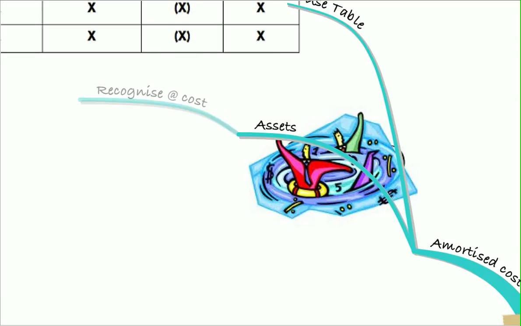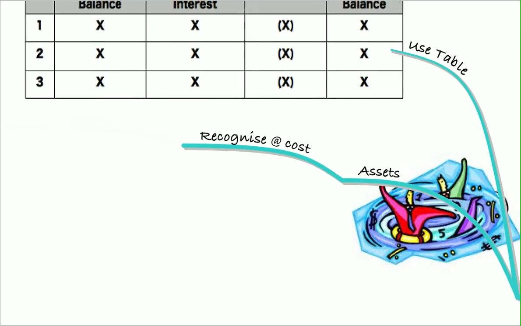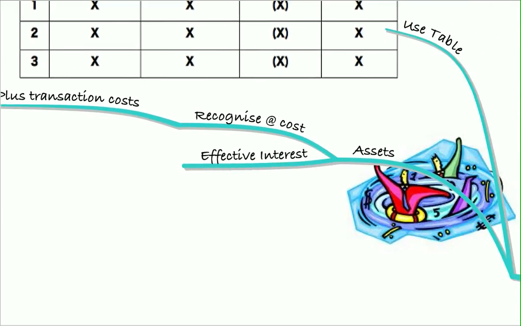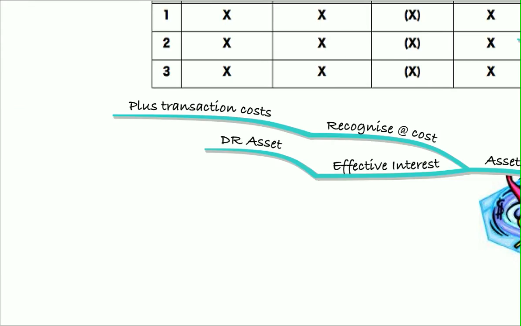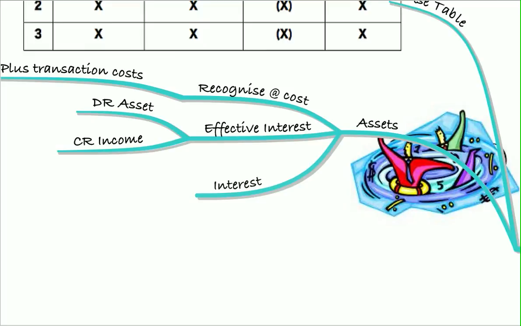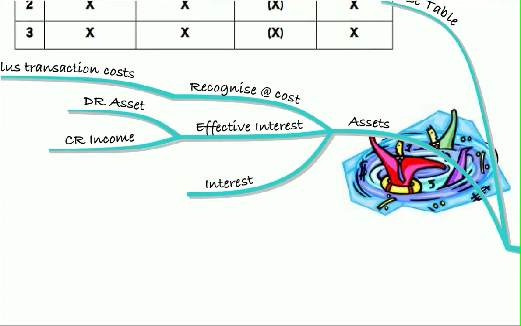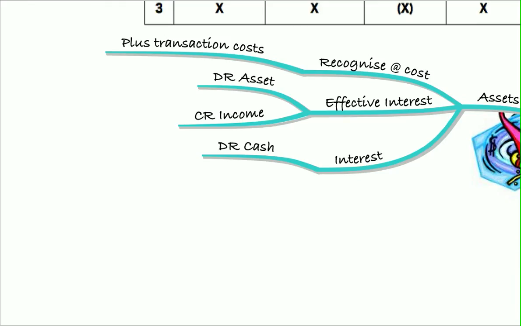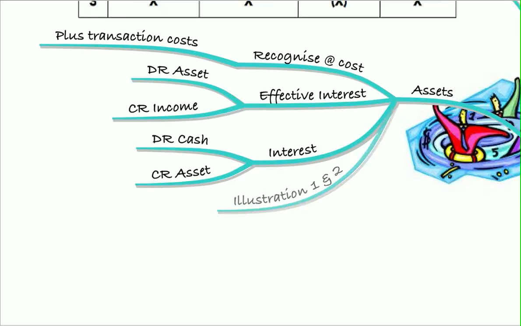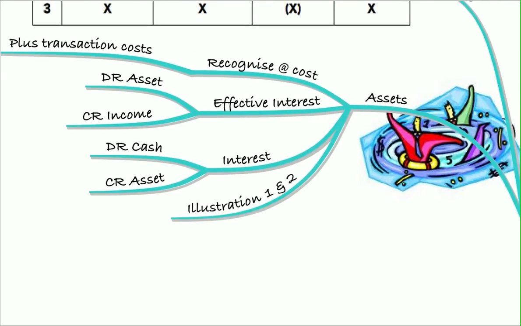So assets, first of all, remember we recognise them at cost plus transaction costs. The effective interest in the year then will be debited to the asset to increase it and credited to the income statement as finance income. Interest actually paid in the year, well, we debit cash with the amount we received and we credit the asset to reduce it. So that's how we deal with the debits and credits on this, and we did illustrations 1 and 2 to make sure we could do it.